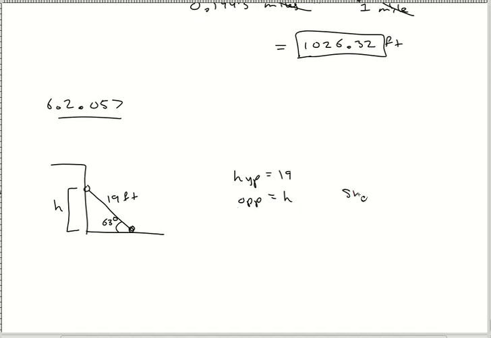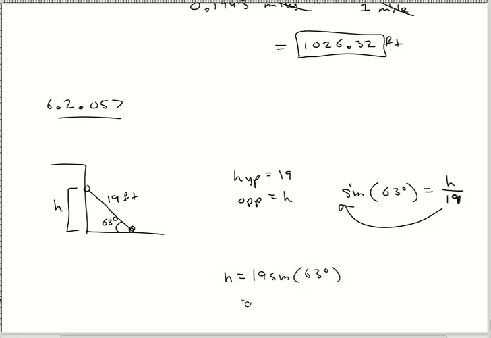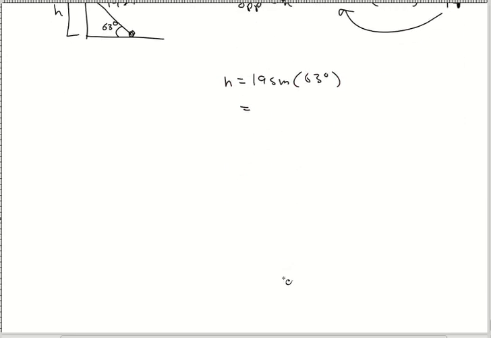Well, it's actually sine. Sine of 63 degrees is opposite over hypotenuse. And so then I'm going to multiply by 19. H is equal to 19 sine of 63 degrees. And just put it in the calculator. Make sure you're still in degree mode.